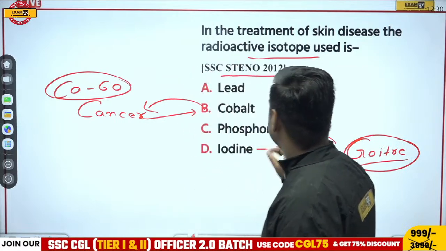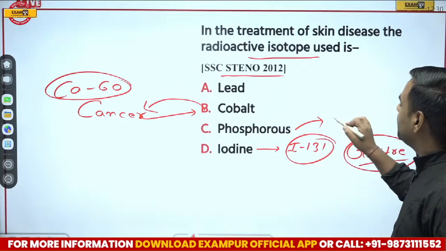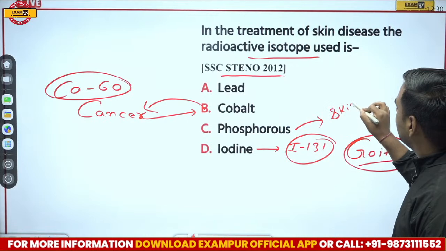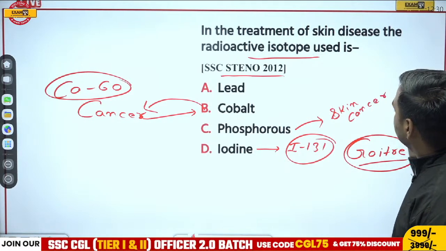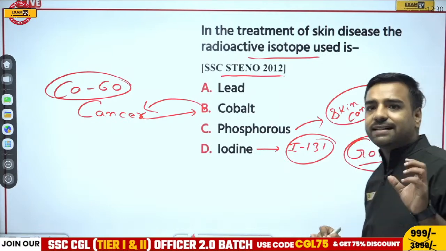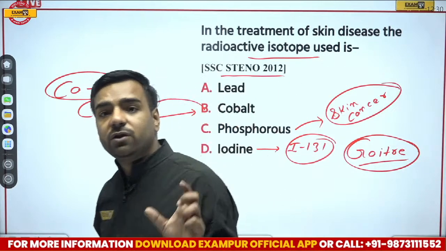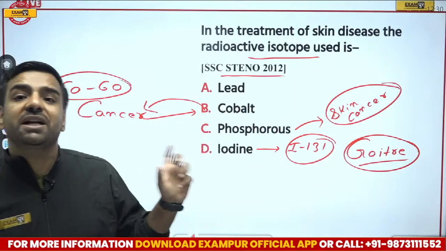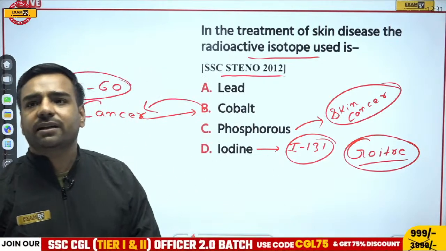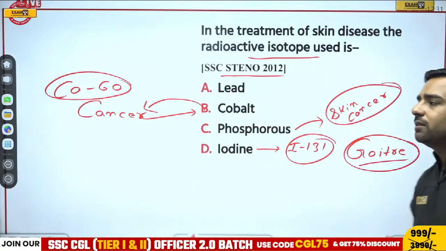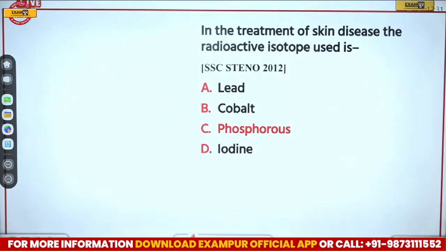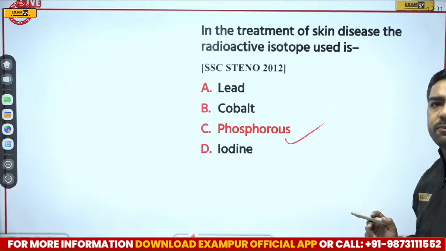Now, if I talk about phosphorus, there may be the issue of skin cancer or even an issue in the eye. So please remember, if there is any issue regarding skin cancer or the eye, we use phosphorus 32 there, that is P-32. And here, the correct answer is going to be phosphorus, right? So what is the correct answer here? The correct answer here will be phosphorus. I guess all of you got my point.